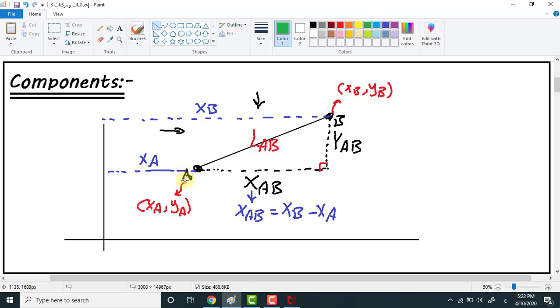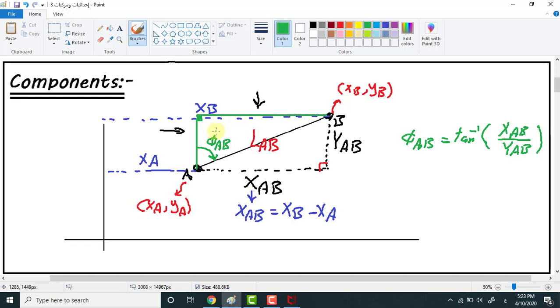Secondly, if we have the coordinates of point A and the coordinates of point B, we can also calculate the bearing phi AB in this triangle. The angle between the north and the line, we call it phi from A to B. Okay, in this right angle, phi AB equals tan inverse of this line, which we call XAB, over this line, which we call YAB.